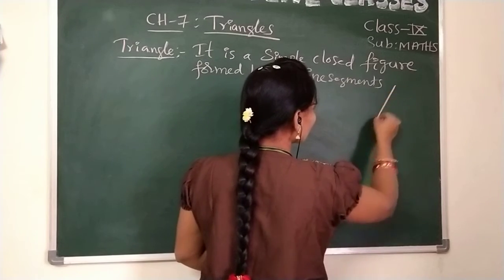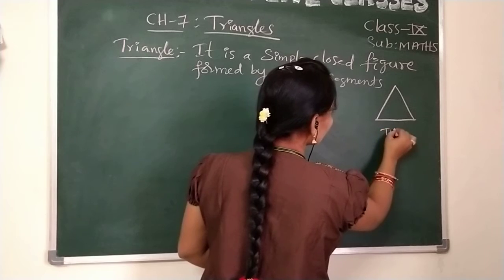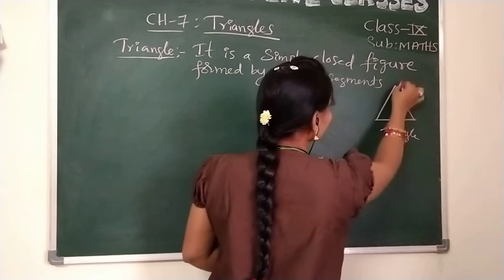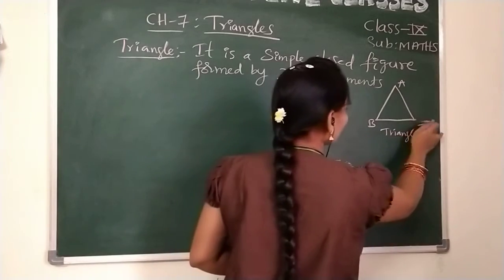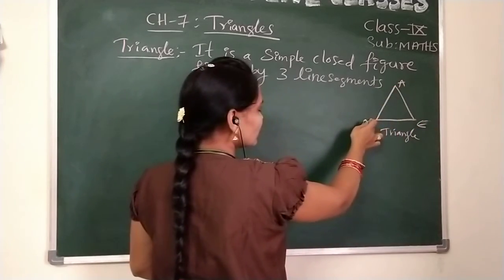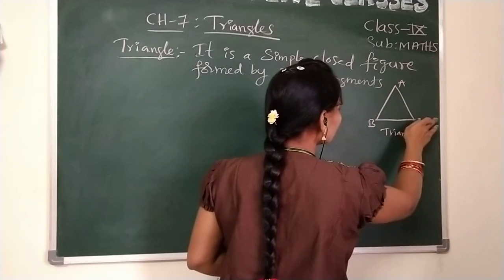So, here I am drawing the figure of a triangle. See here, this is triangle ABC. 3 line segments: AB is 1 line segment, then BC and AC. These are the 3 line segments.